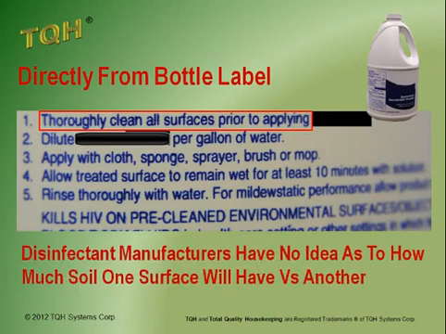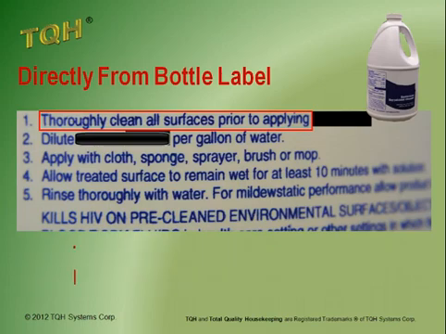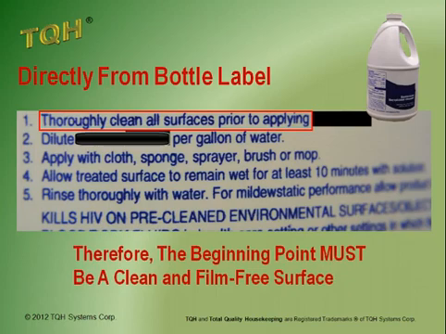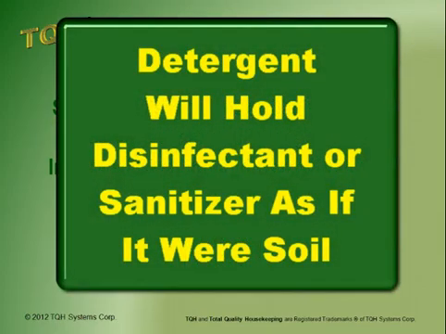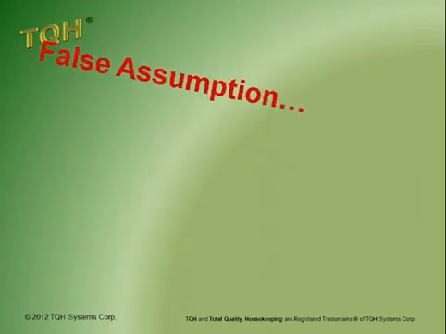Why? Because disinfectant manufacturers have no idea as to how much soil one surface will have versus another. Therefore, the beginning point must be a clean and film-free surface. Should a disinfectant or sanitizer be mixed with a general detergent for improved cleaning and germ killing? Absolutely not. And the main reason is that the general detergent will look at the disinfectant solution as soil and hold it and not release it, which now slows you down in the picking up of the real soil.